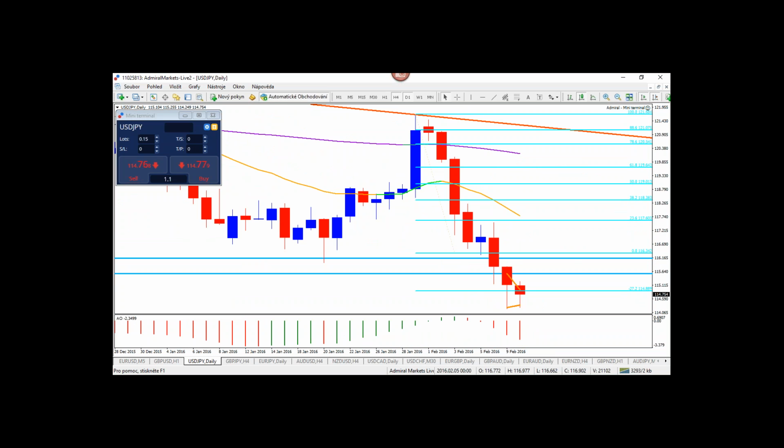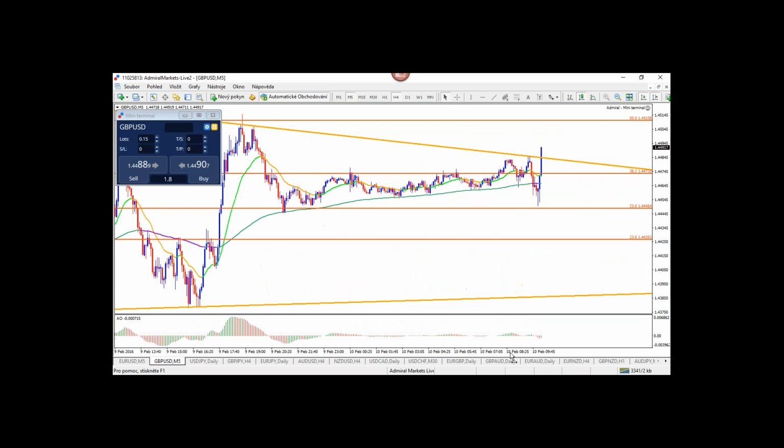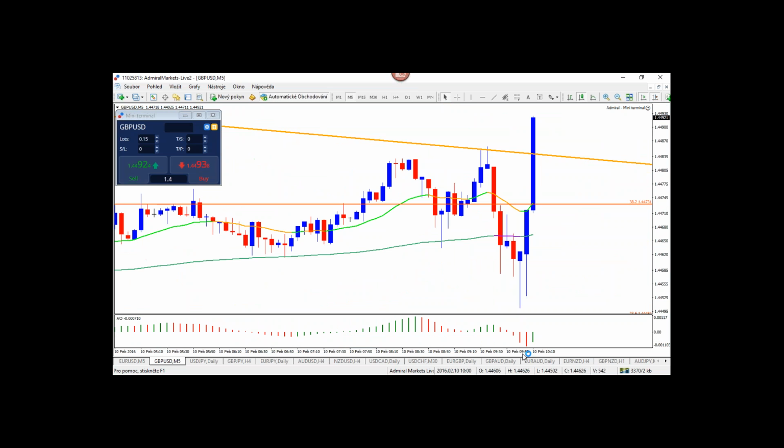Pretty big wick on the daily candle. Bullish candle on the pound USD, but an inside candle. Could go either way. We're seeing some bullishness coming in on the pound USD. Look at that. Interesting.